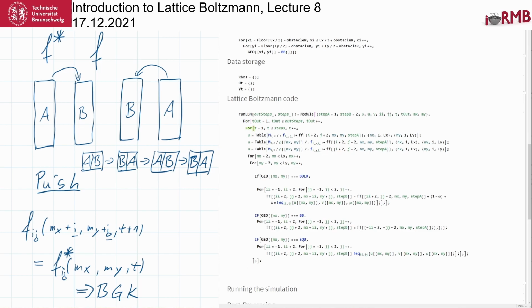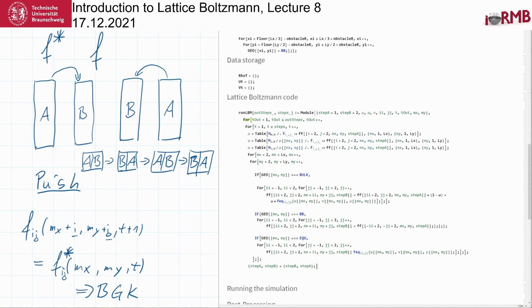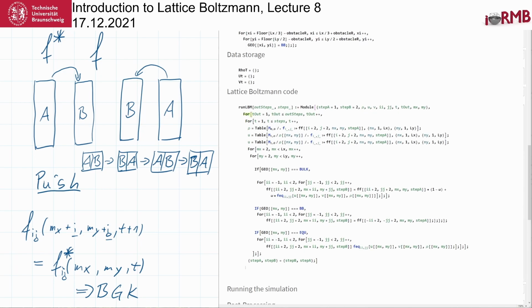As I just said, we have to switch from A to B and from B to A. This is called the AB pattern. We do this by exchanging the variables step A and step B. We can do this in Mathematica like this: step A and step B become step B and step A. All this does is exchange these two variables, and this closes the time step loop.